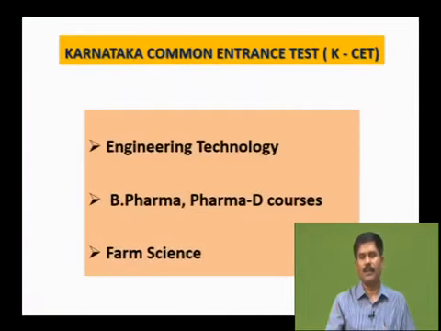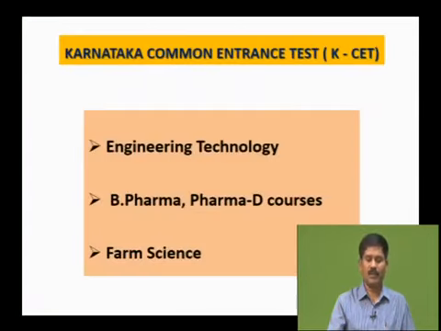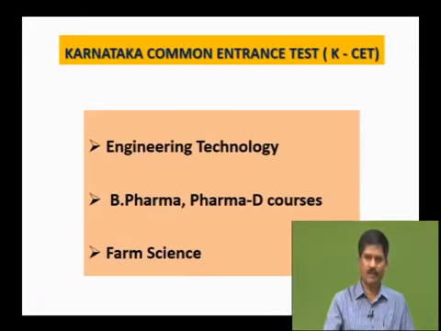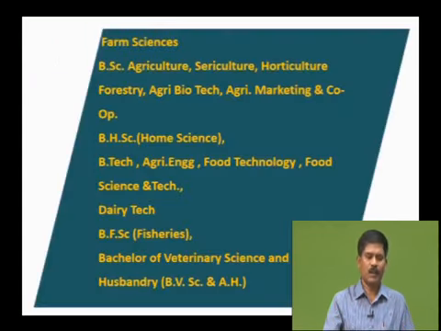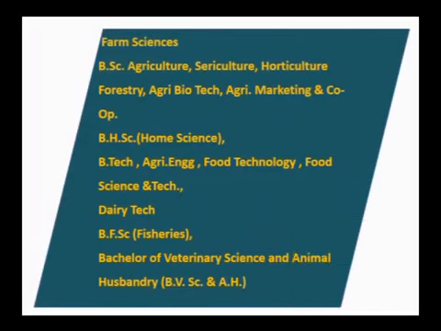KCET, Karnataka Common Entrance Test. It is conducted for selecting students for engineering, pharma and farm sciences or agricultural sciences. Agricultural sciences include BSc in agriculture, sericulture, horticulture, forestry, agricultural biotechnology, agricultural marketing, then BHSc home science, BTech agricultural engineering, science and technology, dairy technology, Bachelor of Fisheries, Bachelor of Veterinary Science, that is BVSc, and Animal Husbandry.